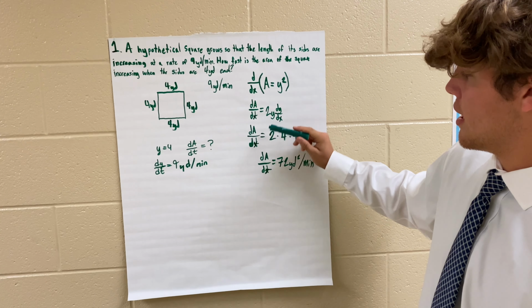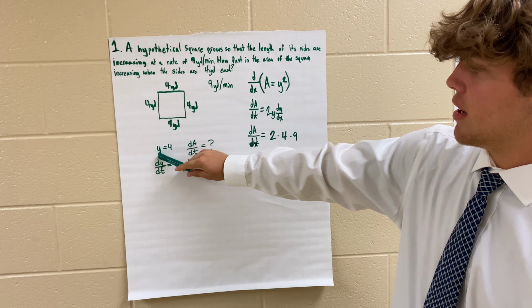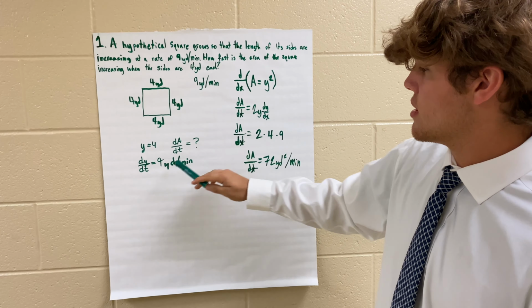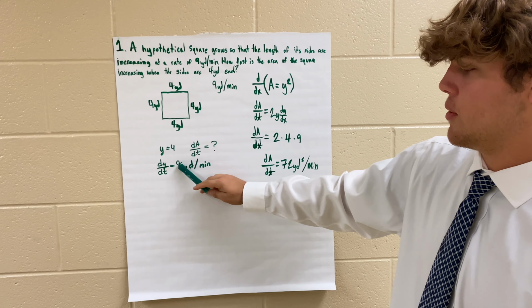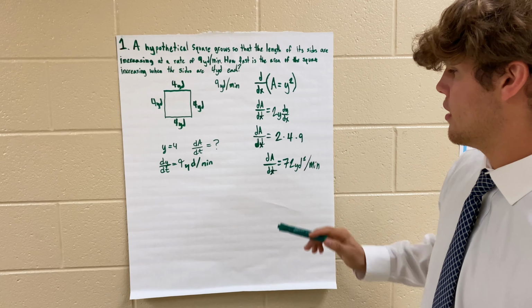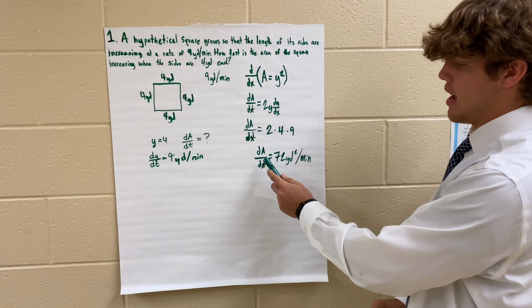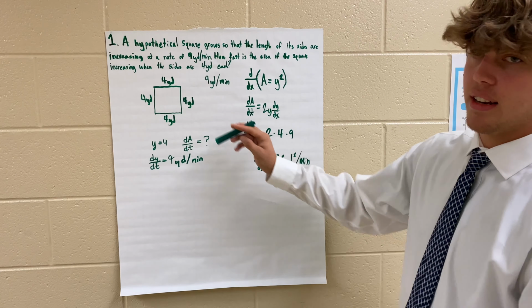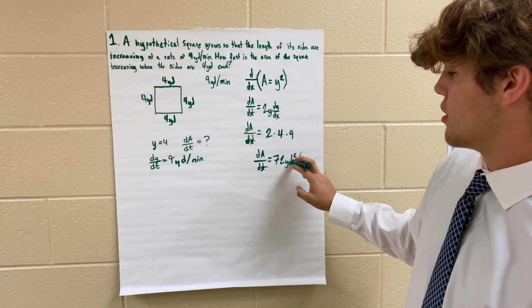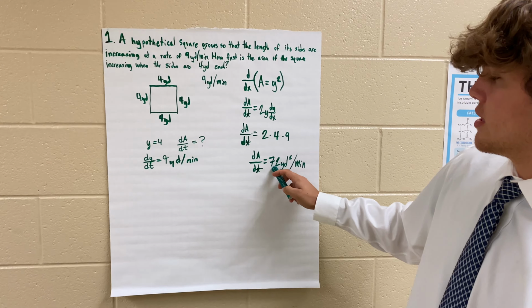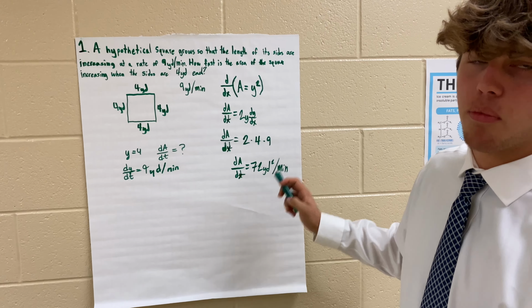And then we can bring down the 2, and we can sub in the 4 for y right here. And then we can sub in dy over dt, which we know is 9, right here. So then 2 times 4 is 8. 8 times 9 will be 72. And it's a square, so it's 2-dimensional, so we're going to square the units. So our final answer is 72 yards squared per minute.